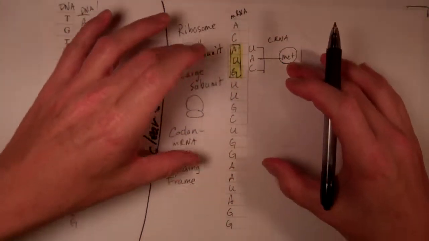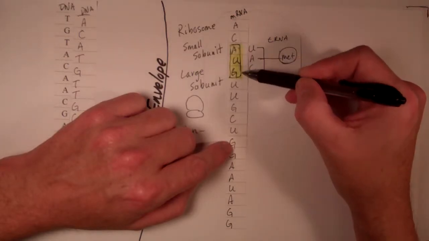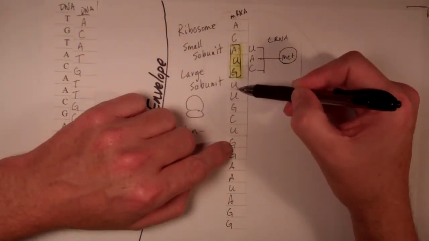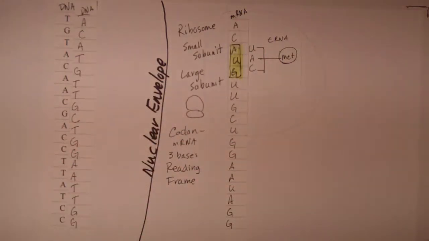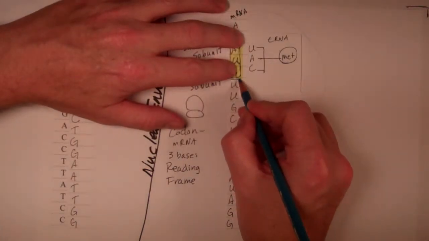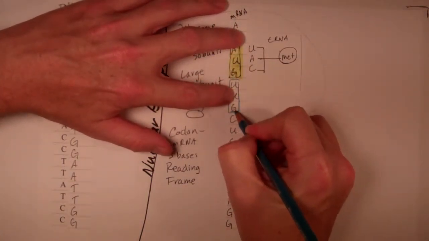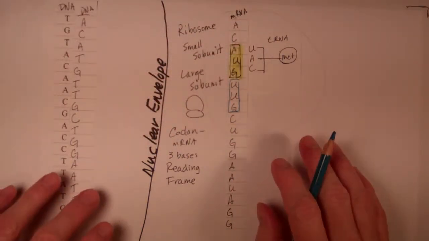When this whole thing shifts, it doesn't shift down 1, it shifts down 3 bases. So we're going to shift down to UUG. Let me grab another pencil here, and we can just mark it so you can see the difference. This is still a reading frame. This is still the ribosome reading it, but it's reading it in groups of 3.